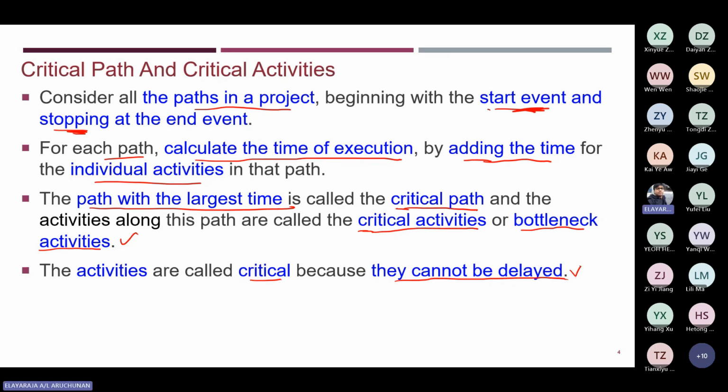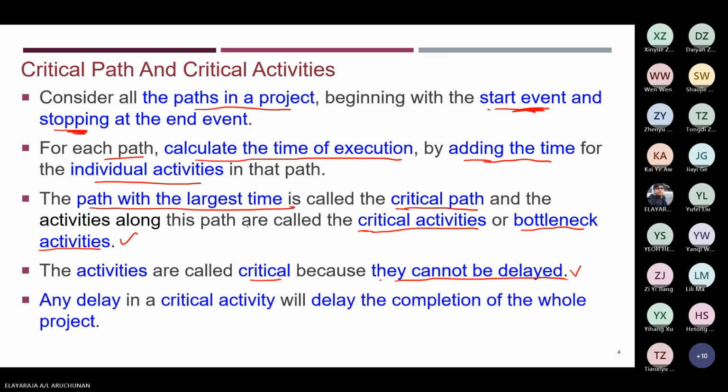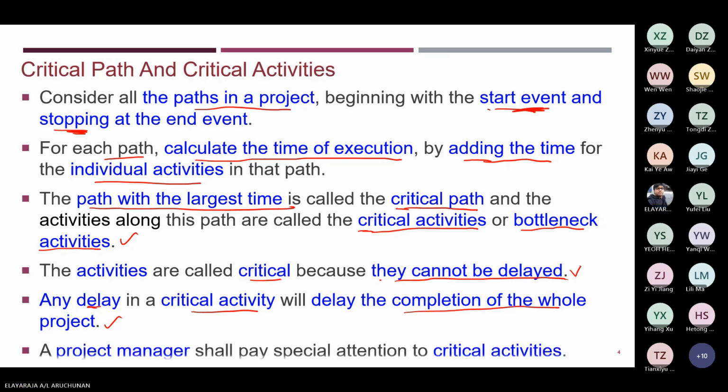Okay, so that is very important to know. It cannot be delayed. That is what we call critical activities. Any delay to the critical activities will delay the completion of the whole project, as I said earlier. So it will affect the entire project overall. You need to be very careful when you're dealing with the critical activities.